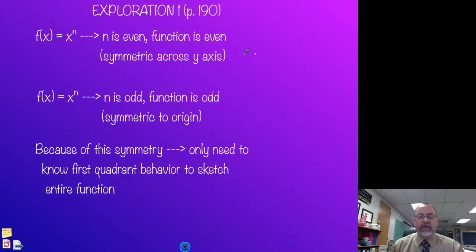Now, what I want you to see in that exploration on page 190 is that if you have a linear function, y equals x, we know that it's going to look like that, and it's going to go through the point (1,1). Now, if you have x squared, it's going to go through that same point, but it's going to be more of a curve. If you do x cubed, it's going to flatten out a little bit.